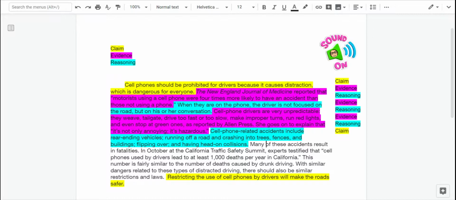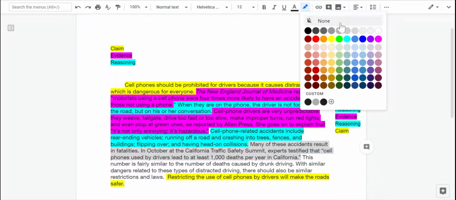Many of these accidents result in fatalities. In October, at the California Traffic Safety Summit, oh, sounds like I've got another piece of expert opinion here. I do, and I have a quote. I'm going to highlight that. That's all going to be my evidence.